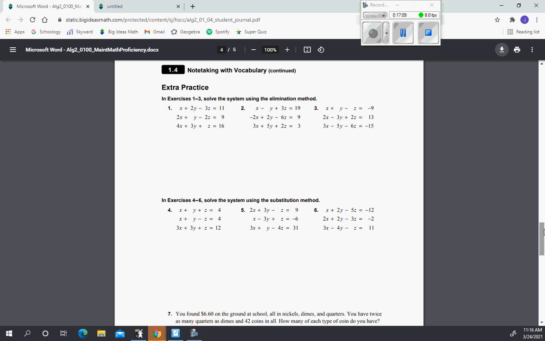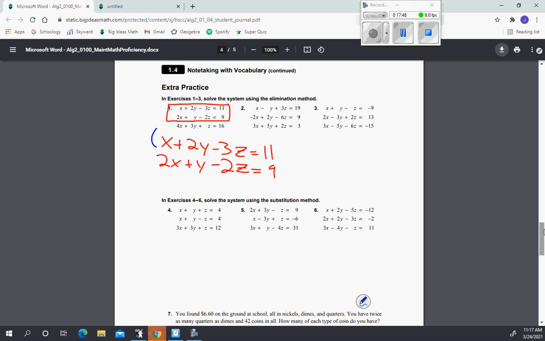First things first, we're going to choose two equations. I'm going to choose these two right here. Okay, x plus 2y minus 3z equals 11, and 2x plus y minus 2z equals 9. And I want you to choose which variable you want to get rid of, x, y, or z. I want to get rid of x. That's just how I work. I want to work left to right. I'm going to get rid of x. But you can choose any variable you like.